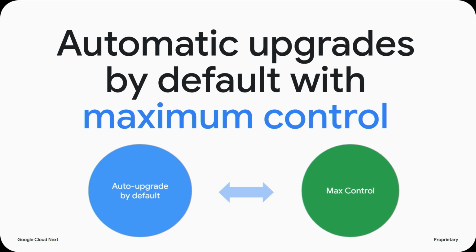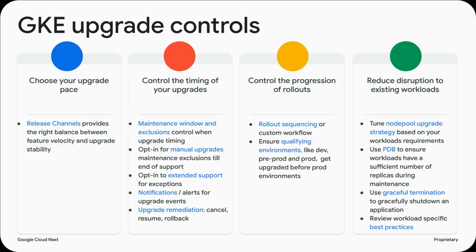So when we talk about all of that, the way we like to think about this is that we take the approach that we want to automate upgrades by default. So we'll configure to the best practices as we see and believe them. And if you disagree, you will have the maximum control to control your destiny. And that maximum control translates into the ability to choose the pace of your upgrades in terms of the event and the frequency and the maturity.